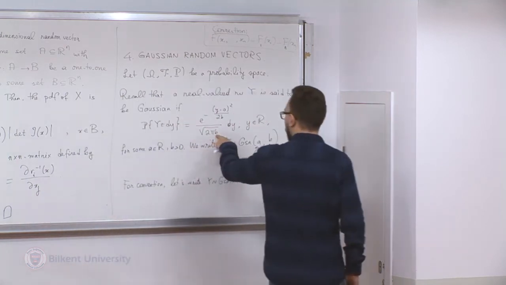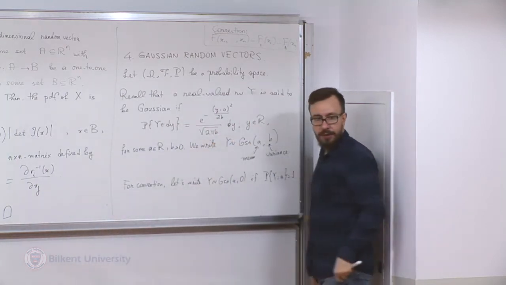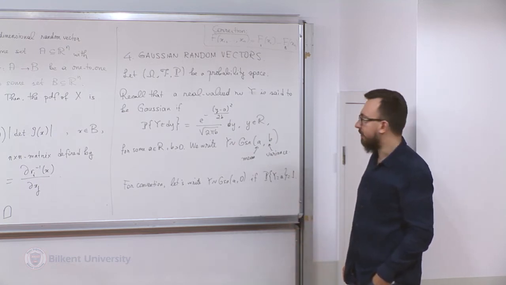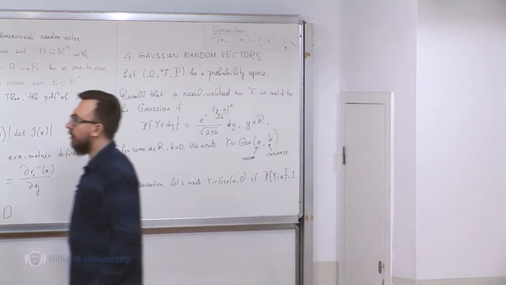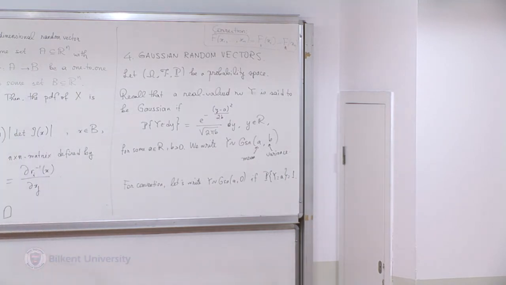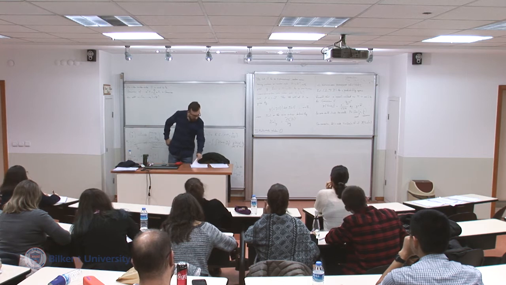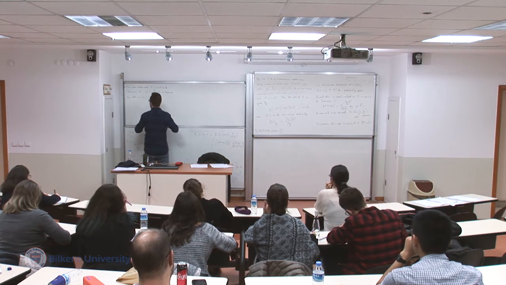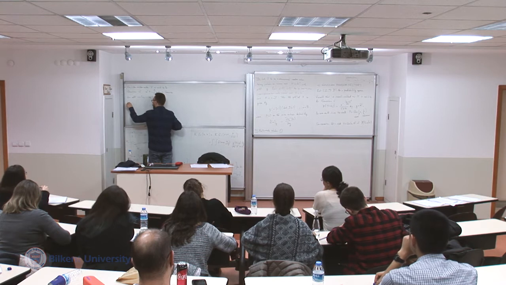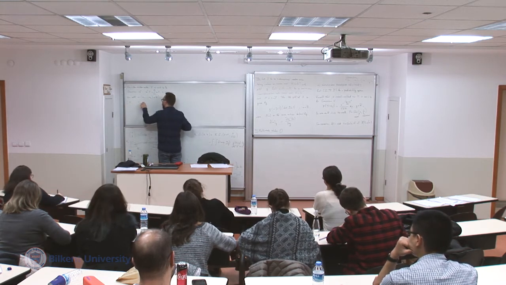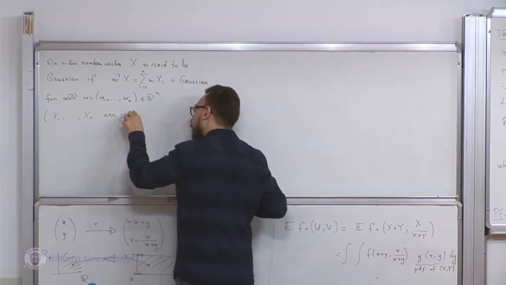This b is under the square root because it is the variance, not the standard deviation. So it is more like sigma squared equals b. And sometimes people say X1 to Xn, the components of X, are jointly Gaussian.